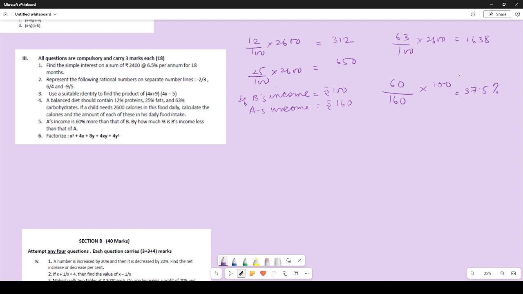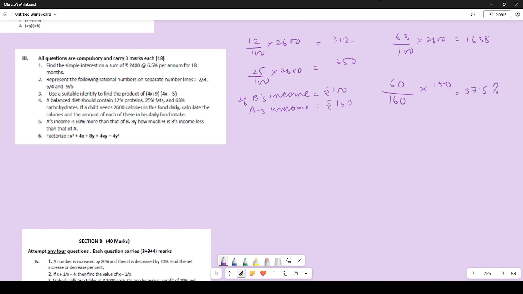So many of you arrived at 62.5%. So 62.5% is actually B's income as compared to A's income. So how much is it less? So 100 minus 62.5 would give you 37.5%.